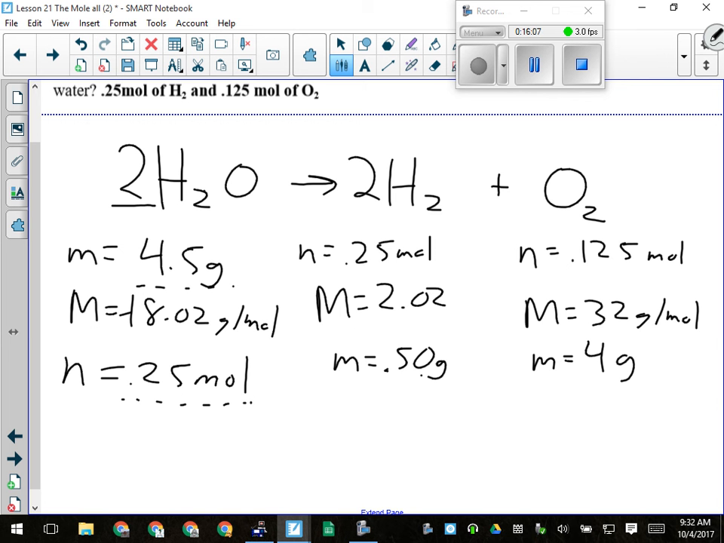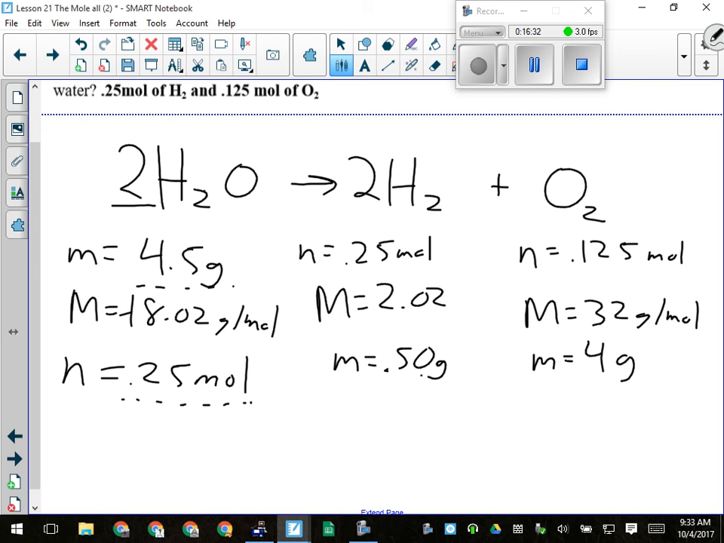But I did take the 2 into account. When I said there's 4.5 grams of this, I didn't say that meant there were 2 moles. It means I have the same ratio, because they match up. So if I had 0.25 moles over here, I have 0.25 moles over here, because they're the same number.